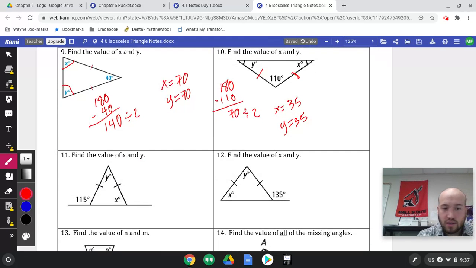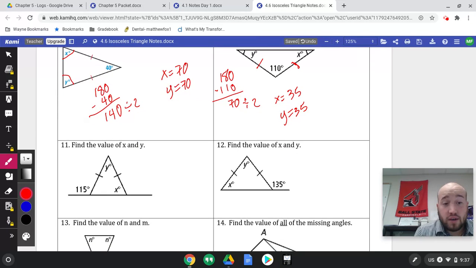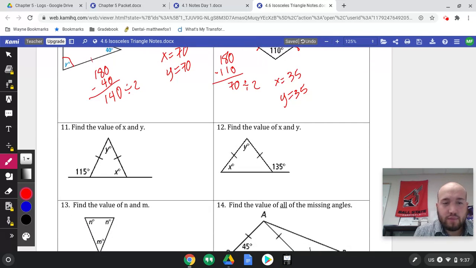All right. So now, here we have a little bit more complicated of a problem.